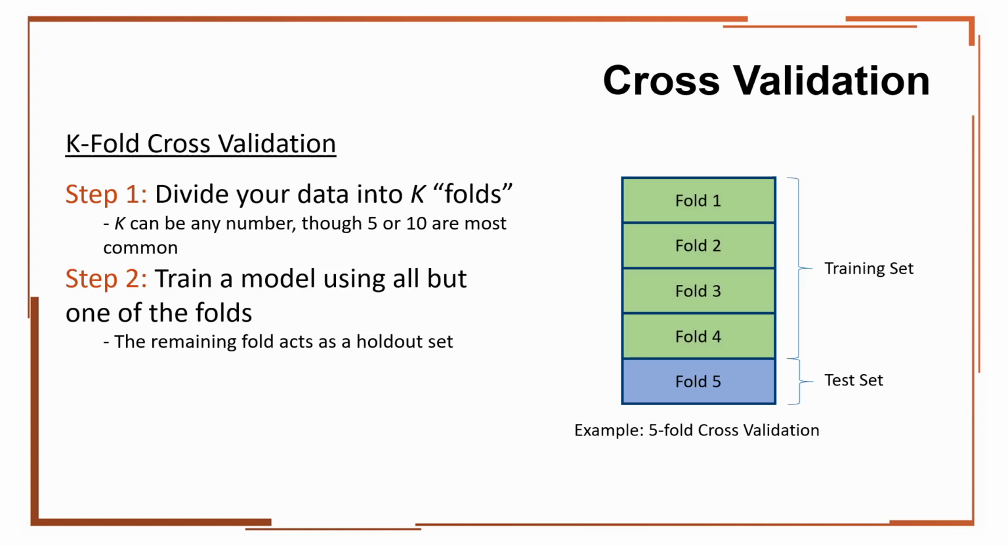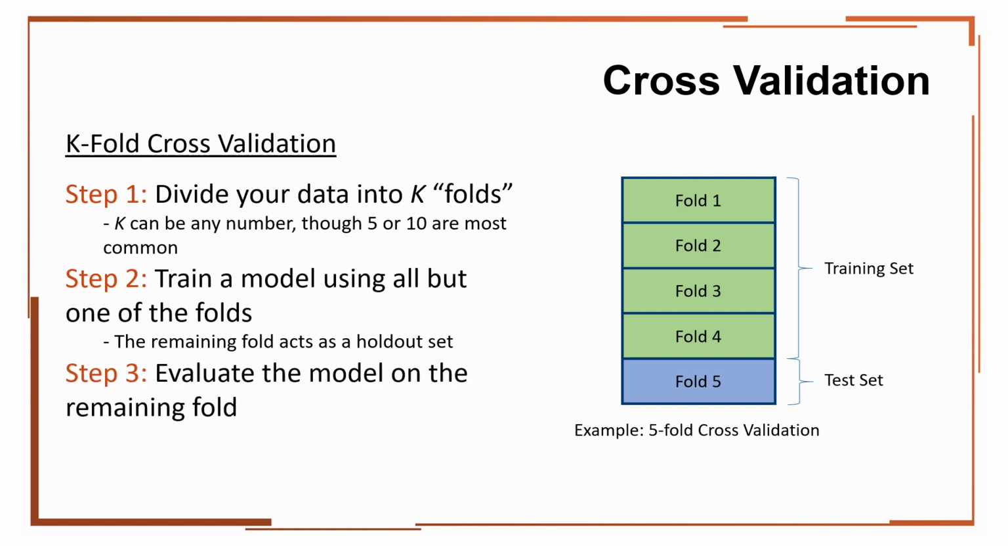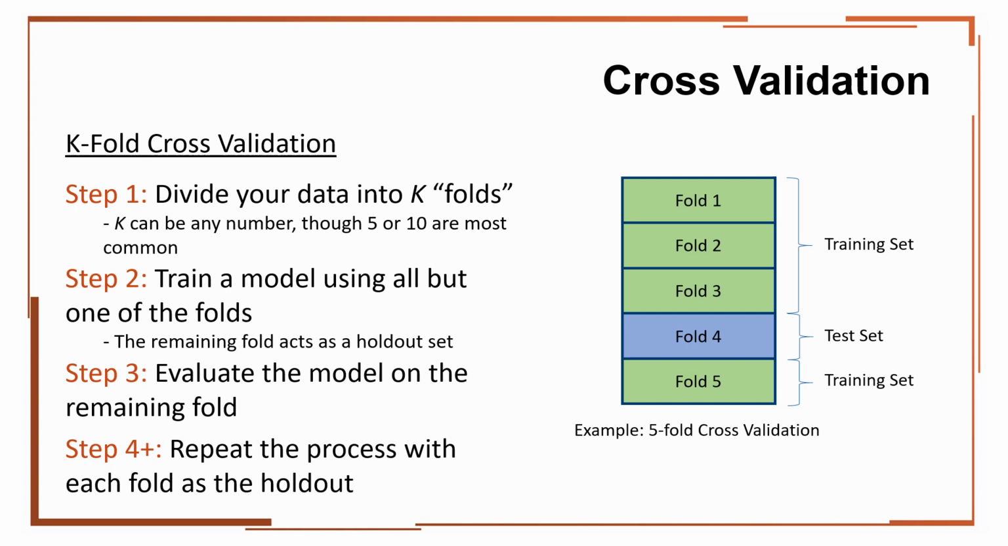Next, we train our model using all but one of the folds. This resembles a train test split, where in the example, we use 80% of our data to train the model, and then we evaluate the model on the remaining 20% in the held out fold. This process then repeats, alternating which fold is used as the holdout set, using all others then as training. And we do this again until each fold has been used as the testing set.